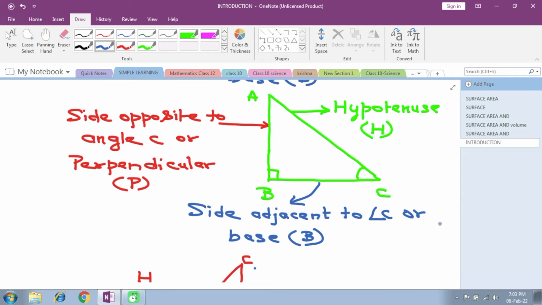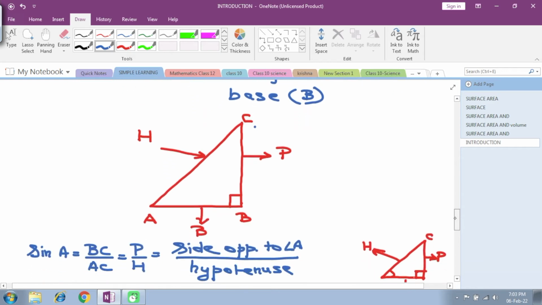So they have to be with respect to the angle in question. Again I repeat, the side which is opposite to the angle in question is called the perpendicular, and the side which is adjacent to the angle in question is called the base. I want to give you the formula for different trigonometric ratios.